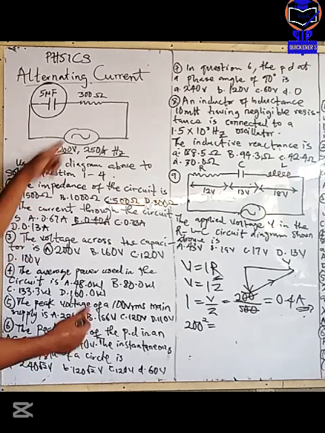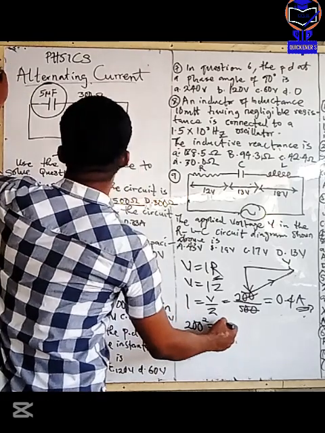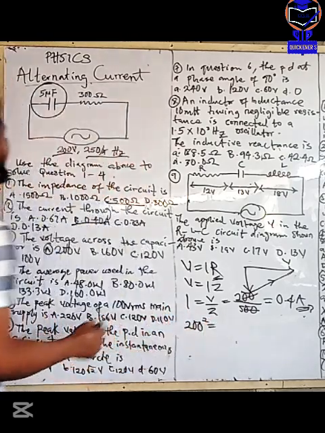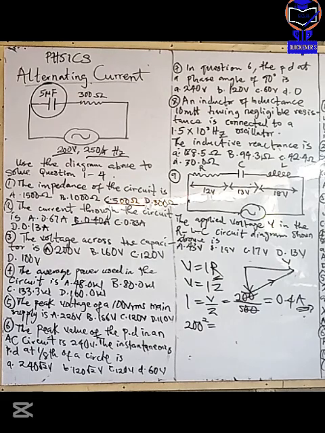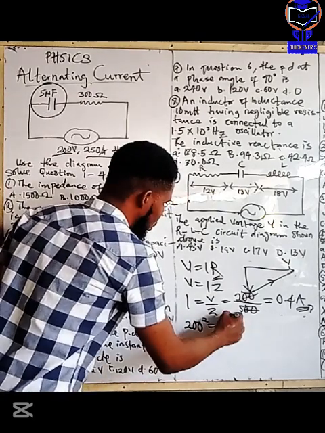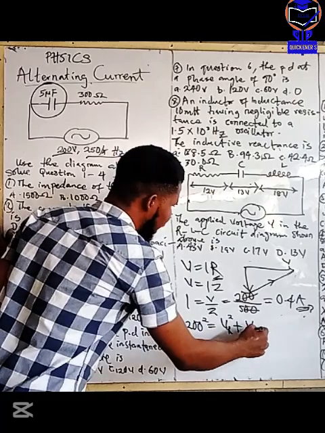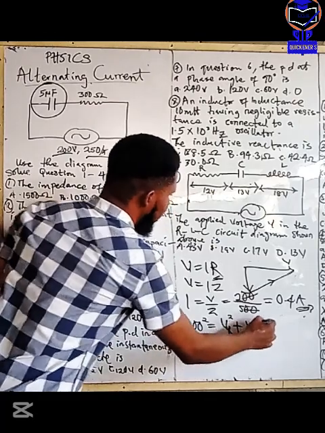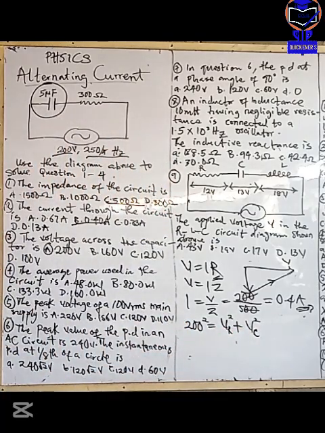200 squared is equal to what? That of the voltage of resistance. Are we getting that? Okay, let's just say voltage of resistance squared, plus the voltage across the capacitor squared. Can you see that? So now, let's get the voltage across the resistor.